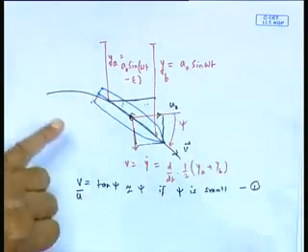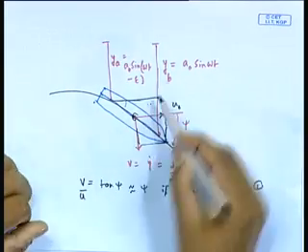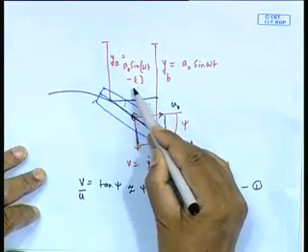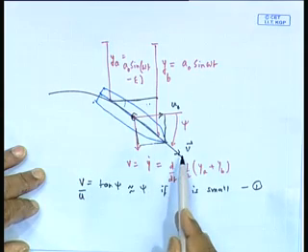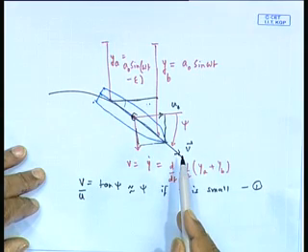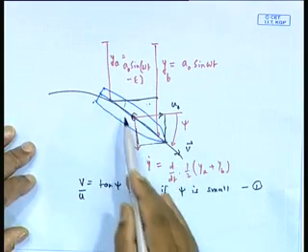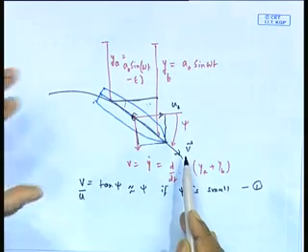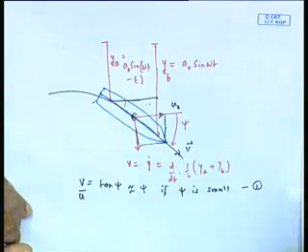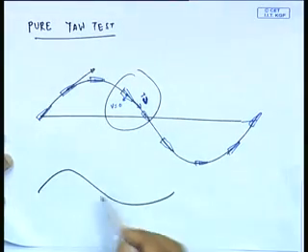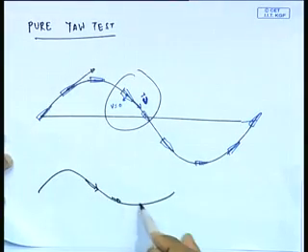What we are trying to find out is the necessary condition, that is, what must be the value of epsilon so that the velocity vector V is tangential to the path line. This is the requirement. V must be tangential to the path line. Remember, say I have a path line here, my velocity vector must always be tangential to this.